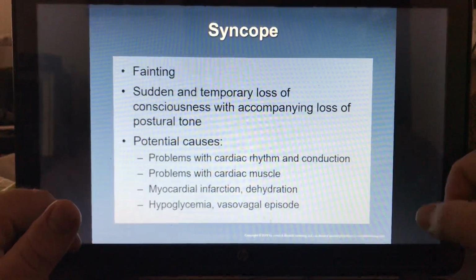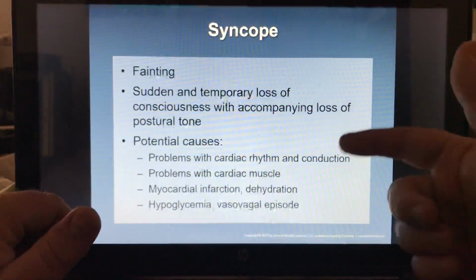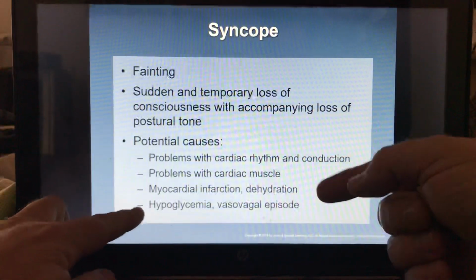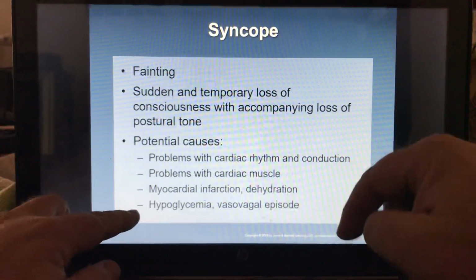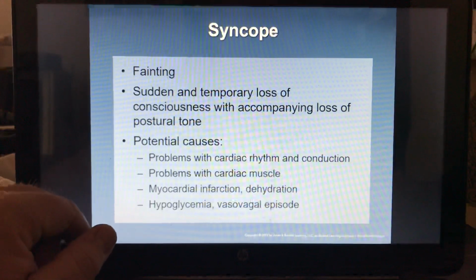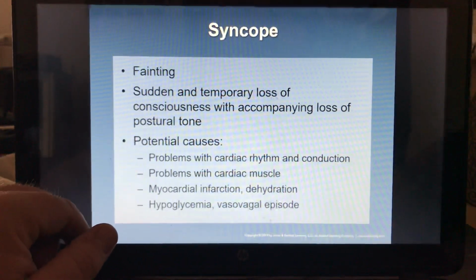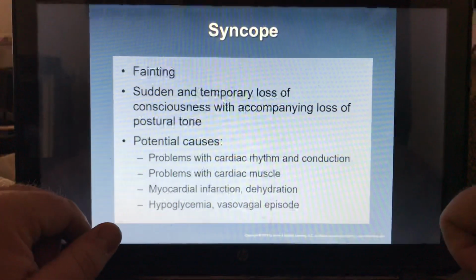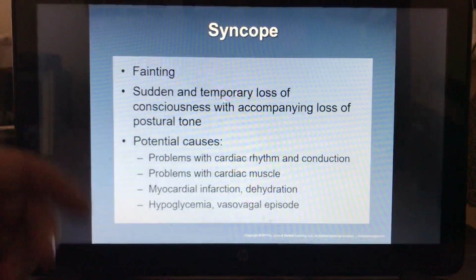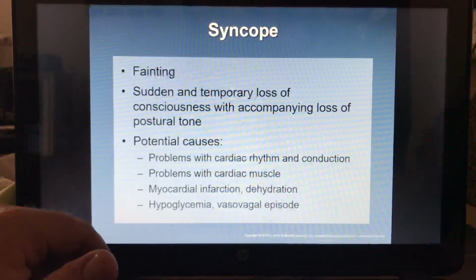So that does happen. One of the things you do want to pay attention to is to make sure it's not from hypoglycemia, which is low blood sugar. Once again, could be a cause. And dehydration. People do get dehydrated. When you get dehydrated, your blood pressure goes down, and you need to give them fluids to kind of build their blood pressure back up a little bit.